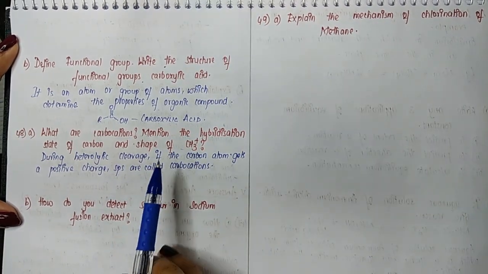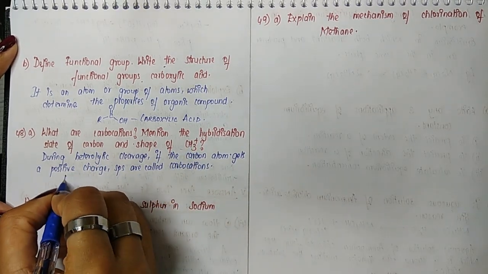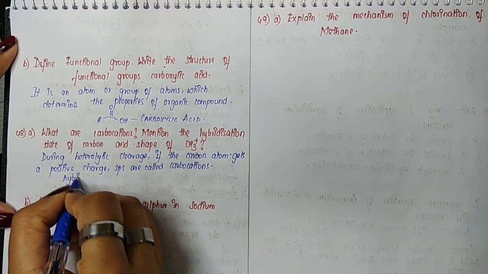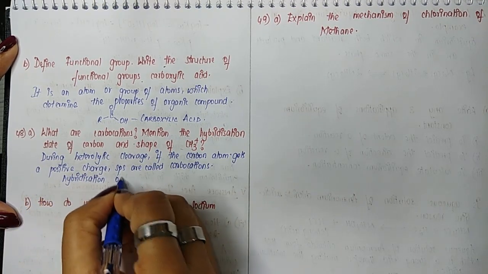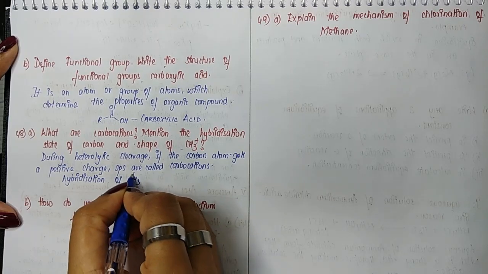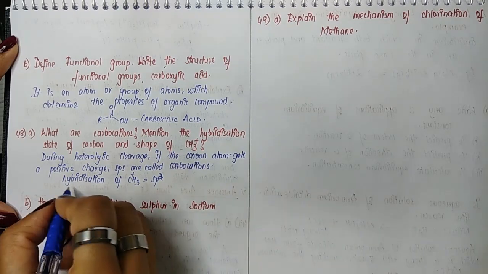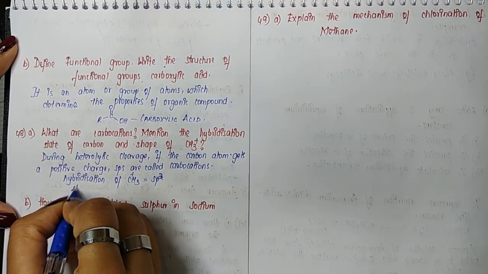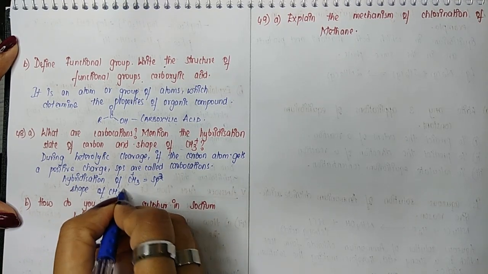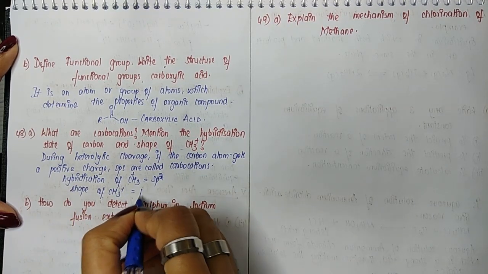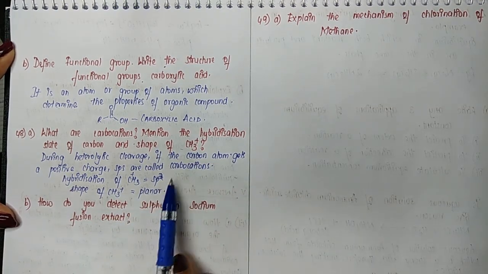Now the second question is, mention the hybridization state of carbon in a methyl cation. So here hybridization of CH3+ is sp2 and the shape of CH3+ is planar. So 3 questions are there for 3 marks.